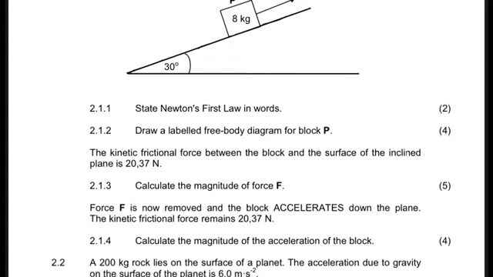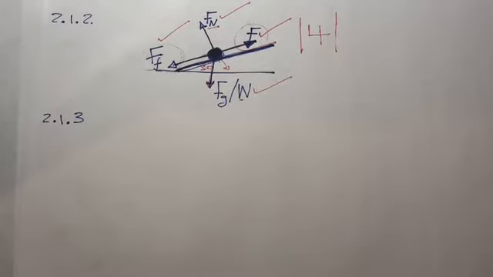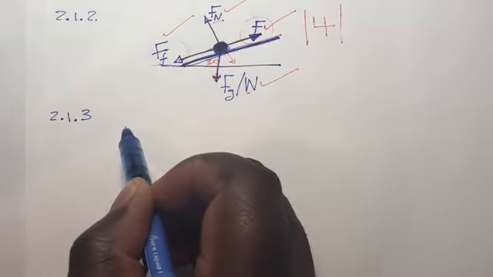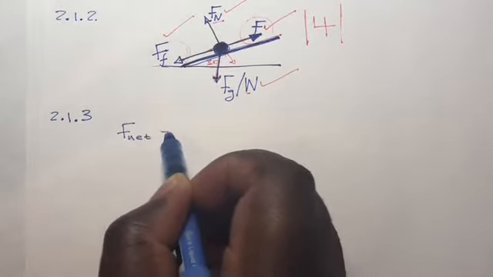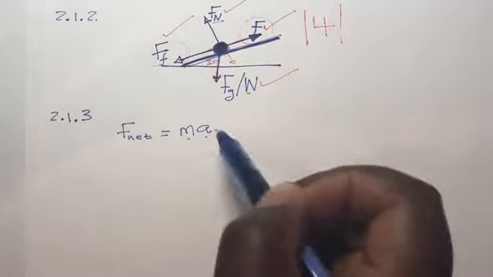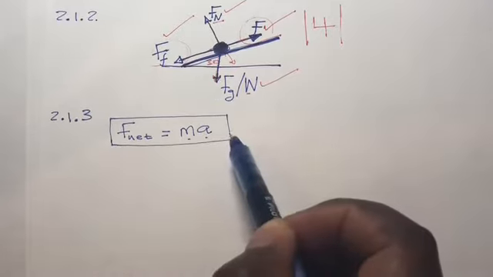So now, guys, the question wants us to calculate the magnitude of force F. Every time I'm requested to calculate the magnitude of the force, I always think of this formula, especially since I was just given the frictional force. I'm sure you are familiar with this formula, which is F net equals ma, mass multiplied by acceleration. This is the general formula that you should always know by heart.